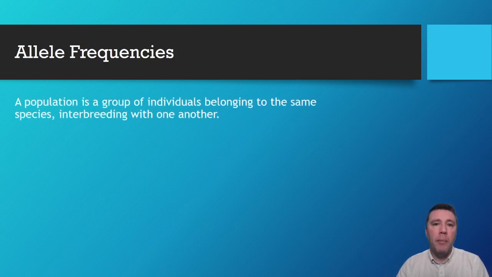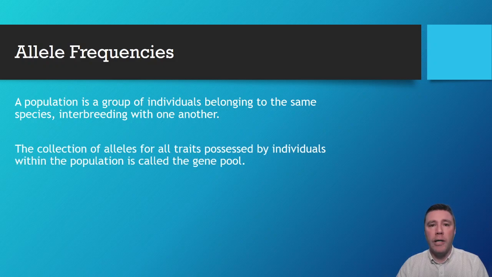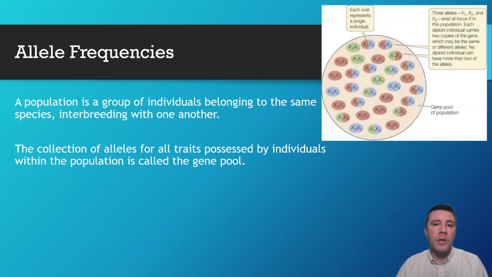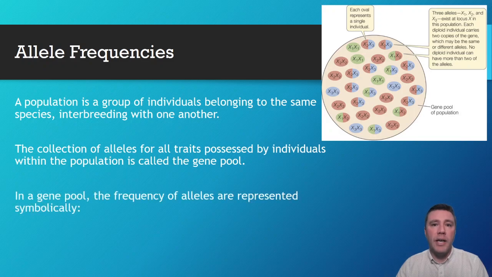By definition, a population is a group of individuals all belonging to the same species that are interbreeding with one another. The aggregate of all alleles possessed by individuals within that population is its gene pool. In a population of 30 individuals, a total of 60 alleles exist for a given gene, since each individual is diploid. Some individuals have 2 dominant alleles, others have 2 recessive alleles, and yet others have 1 dominant and 1 recessive allele. When studying evolution, the frequency or commonness of those alleles is represented symbolically.